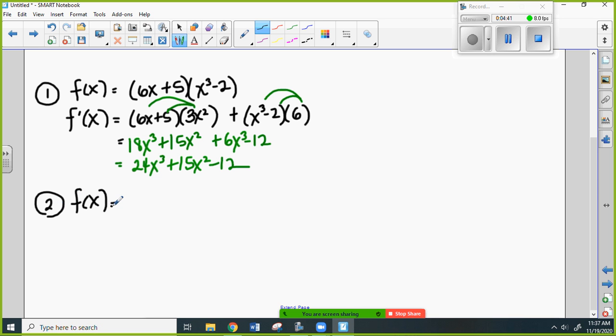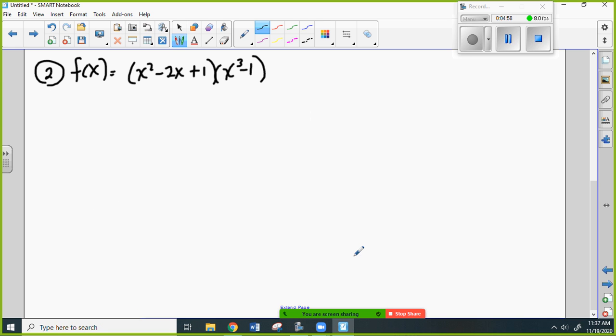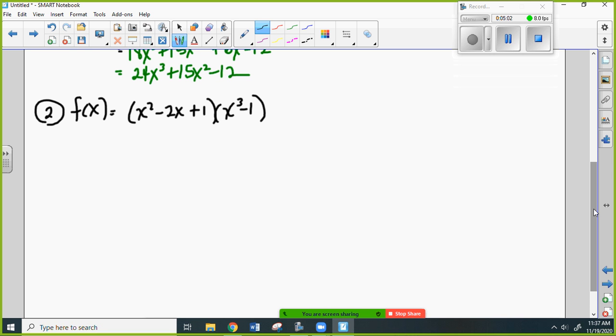All right, so my next one here, this time I have a trinomial times a binomial. And hopefully you can see that this is when the product rule would really come in handy, because I don't want to sit there and have to FOIL or multiply this whole thing out before I take the derivative.